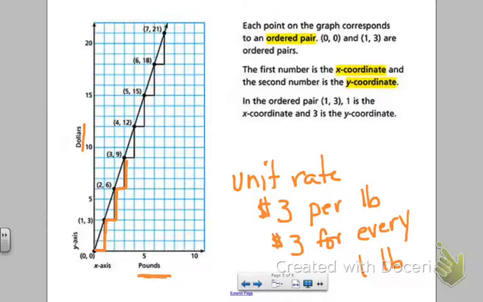Remember the bottom was pounds, right? Let's do a different color. Okay, the bottom was pounds. So if I go over to 1 pound, I'm going to go up to $3. Now if I go over another pound, I'm going up $3 more. I go over 1 more pound, go up $3. So a unit rate triangle shows you just that, the unit rate, $3 for every 1 pound. That's why every triangle is exactly the same. It's constant.